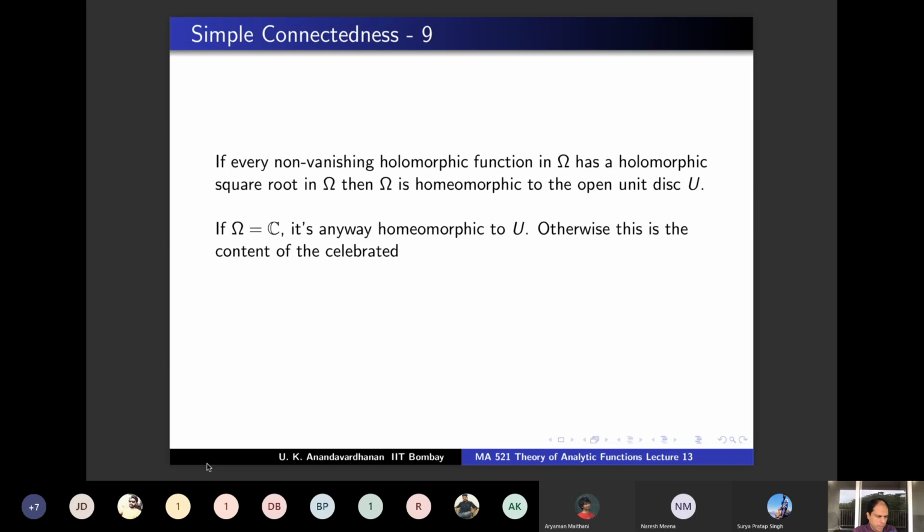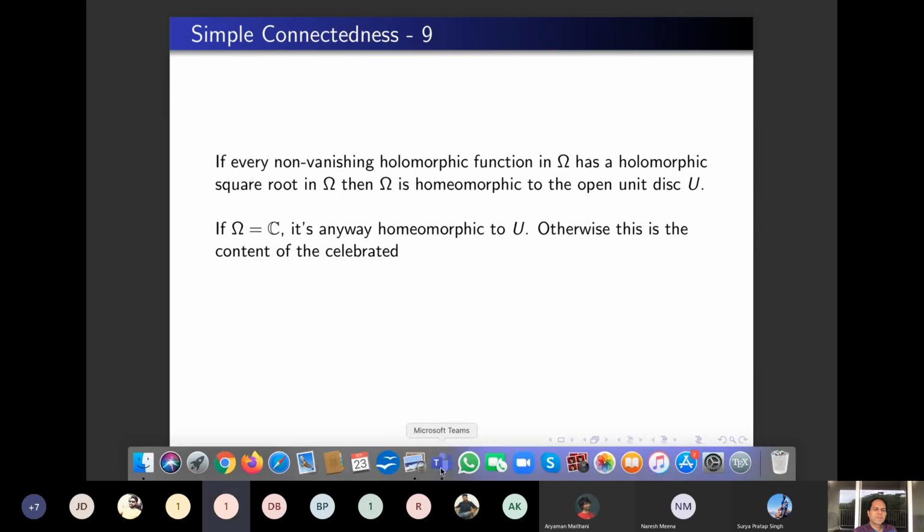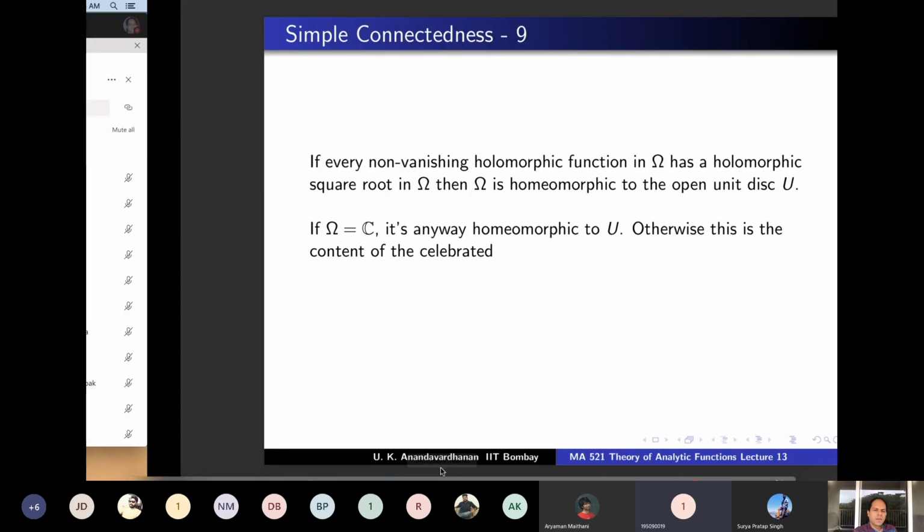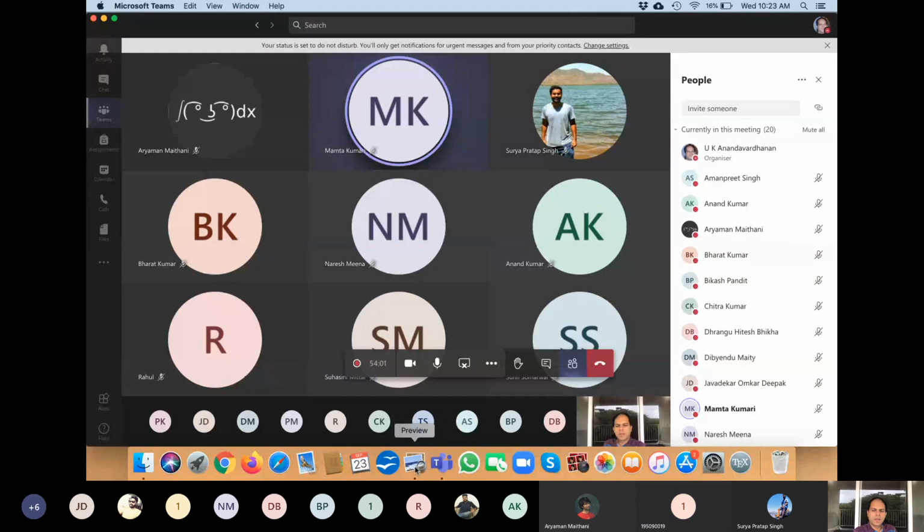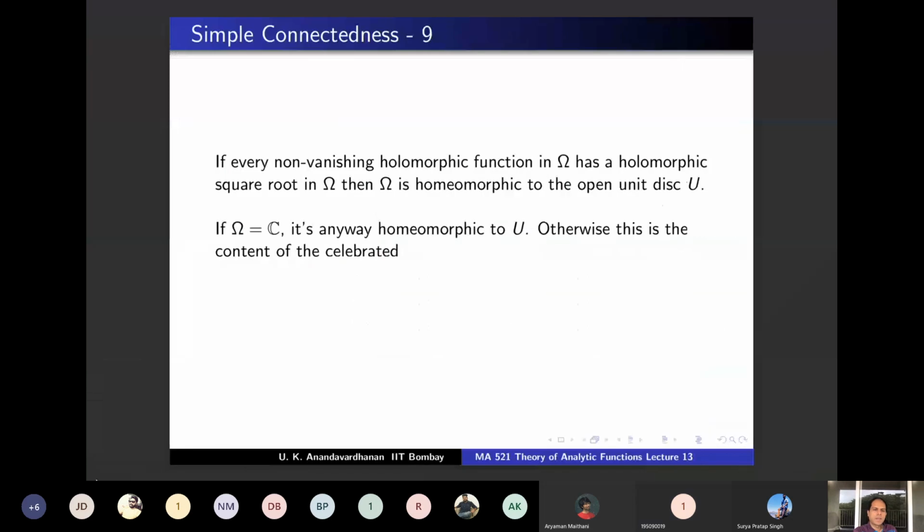We had stated a number of named theorems. This is one of those. Was it the Riemann mapping theorem? Yeah, very good. Yeah, it is the Riemann mapping theorem. So this is the celebrated Riemann mapping theorem. So this we are going to do later.